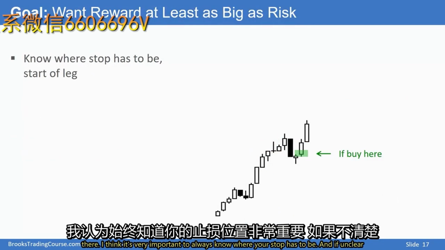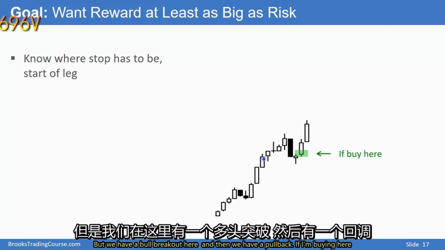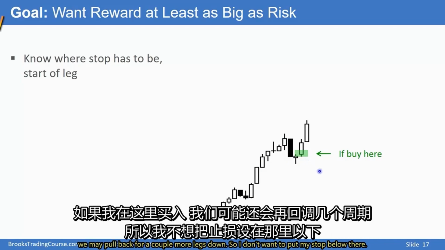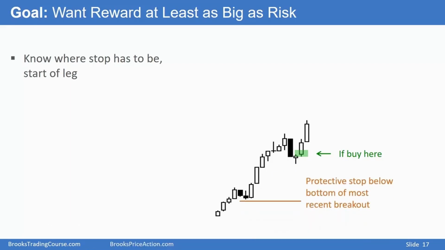I think it's very important to always know where your stop has to be. And if unclear, put it way down. The start of the bull leg, maybe the start of the entire bull trend here. But we have a bull breakout here, and then we have a pullback. If I'm buying here, we may pull back for a couple more legs down. So I don't want to put my stop below there. I would put my stop below this bear bar here, below the bottom of this bull breakout.